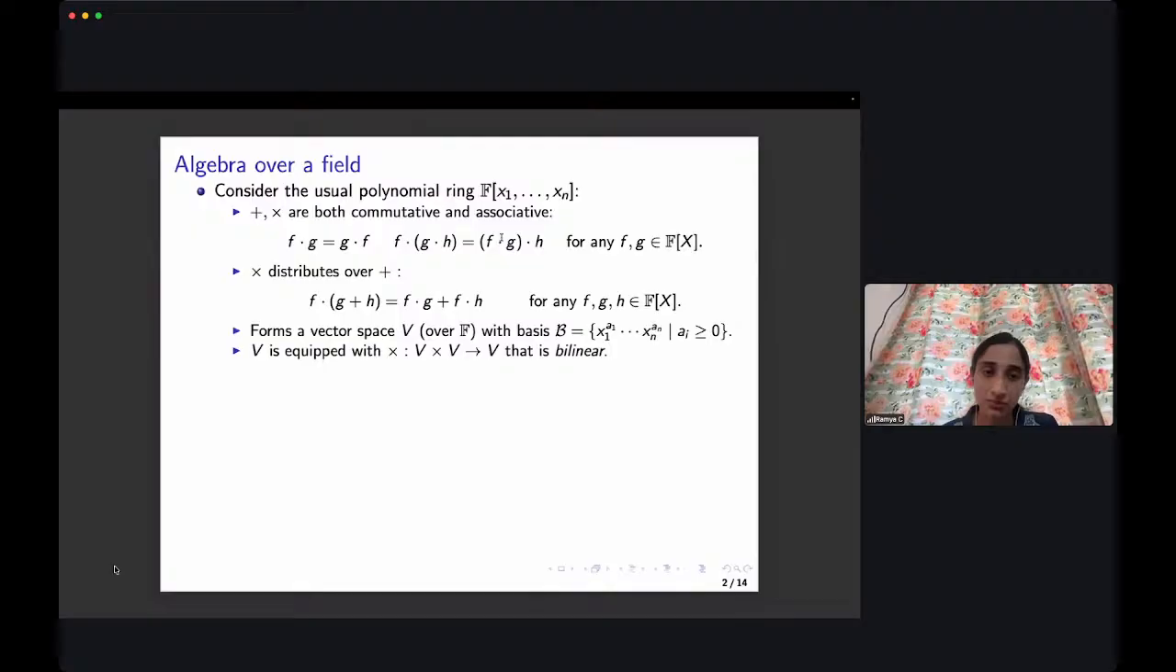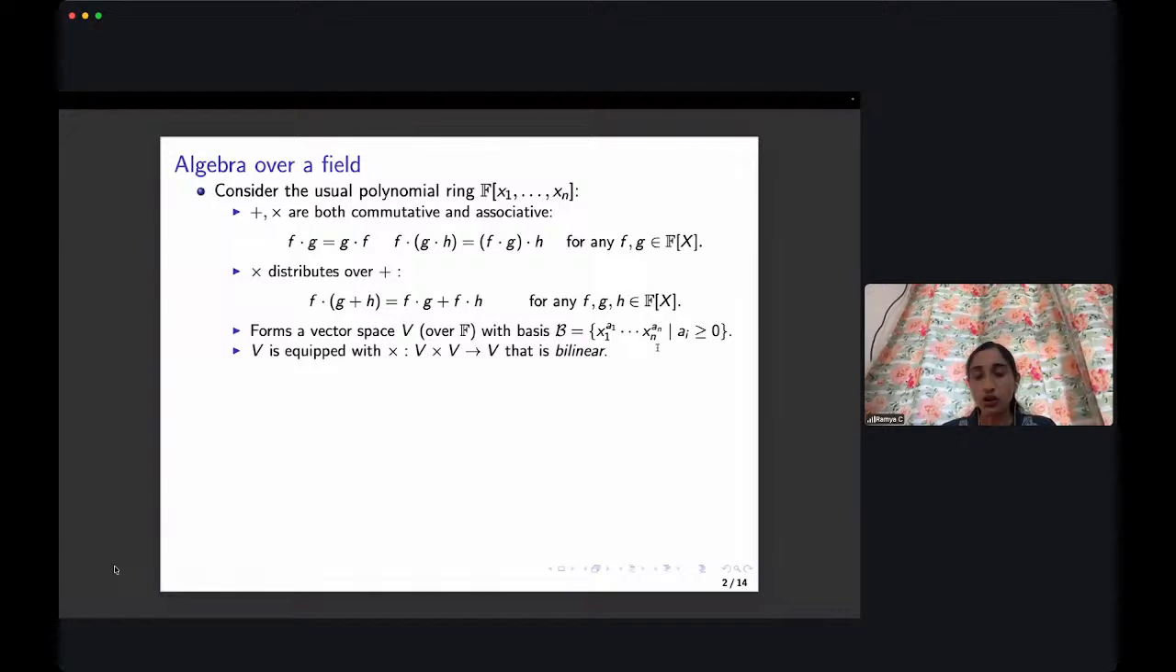And it is also easy to see that product distributes over addition, that is f times (g plus h) is just f times g plus f times h. And this ring of polynomials also forms a vector space where the basis is the set of all possible monomials of all possible degrees. So it's an infinite dimensional vector space.